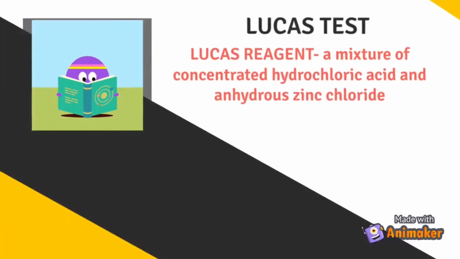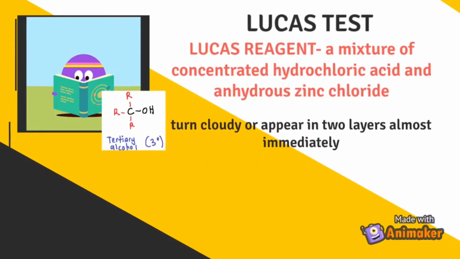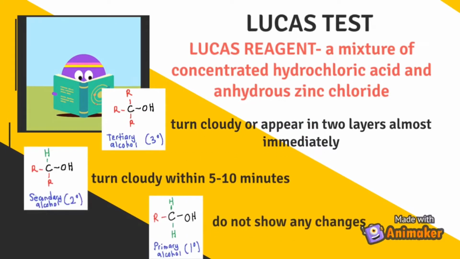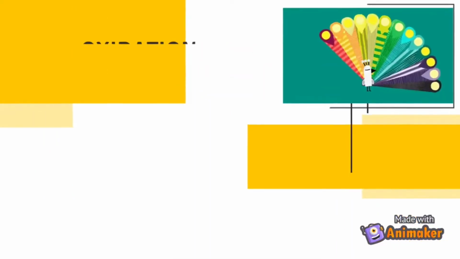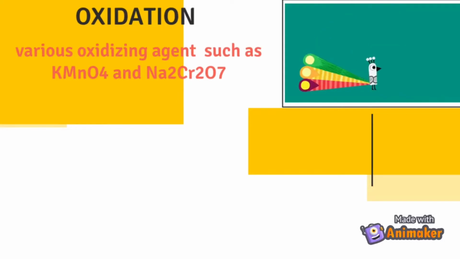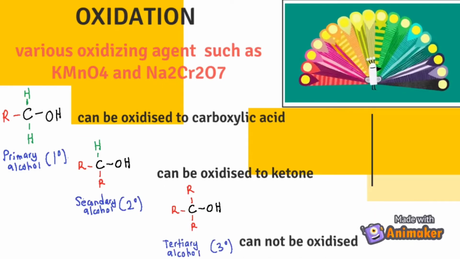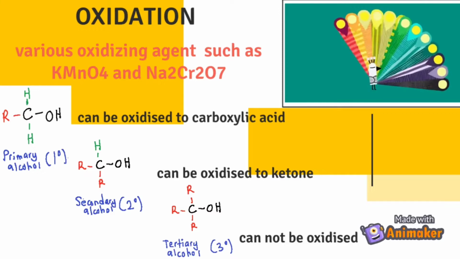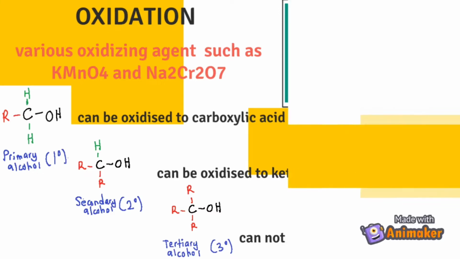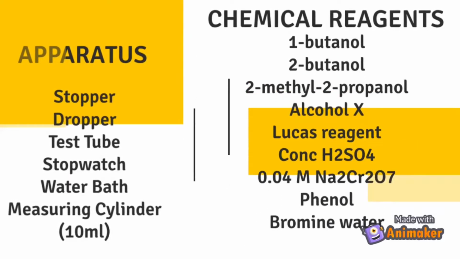Lucas reagent is a mixture of concentrated hydrochloric acid and anhydrous zinc chloride. Here is what happened to different classes of alcohol towards Lucas test. Let's continue to oxidation. Various oxidizing agents such as potassium manganate and sodium dichromate can be used. Alcohol can be oxidized to carboxylic acid, ketone or not oxidized, depending on the class of alcohol used. Here are the apparatus and chemical reagents that should be used in this experiment.